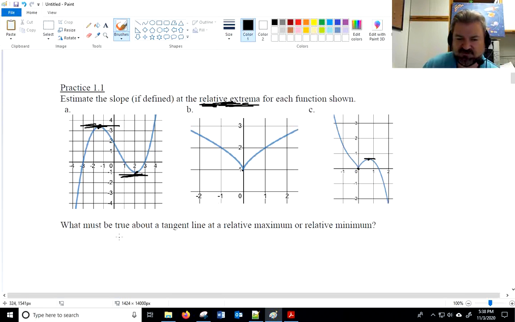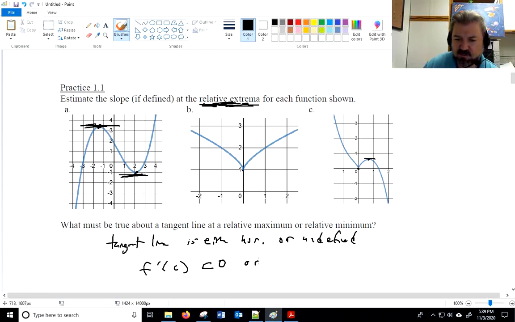So what I think must be true about the tangent line at a relative max or min is that the tangent line is either horizontal or undefined. So in other words, f prime of c is equal to 0 or undefined at a relative extrema. Extrema means either a max or a min.